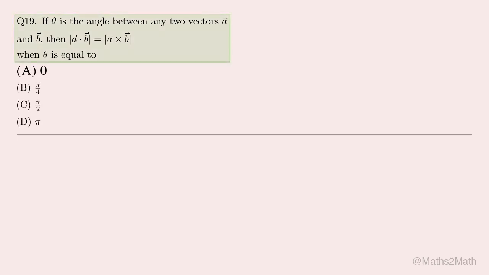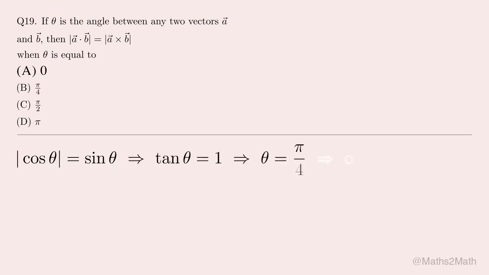Question 19, the final question of Chapter 10, multiple choice. Cosine magnitude equals sine. The condition reduces to modulus cosine equals sine, that is tangent theta 1, pi over 4. Option B.